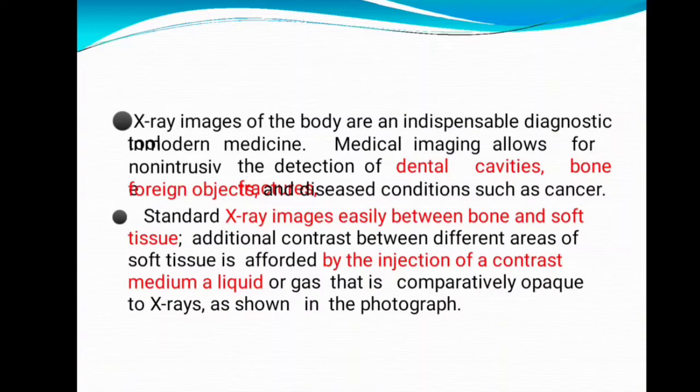Standard X-ray images easily distinguish between the bone and soft tissues. In addition, to get contrast between the different areas of soft tissues, we have to inject a contrast medium, either a liquid or a gas that is comparatively opaque to the X-rays. The previous image, the photograph, shows black and white particles and also the broken bone. If you want more contrast, we have to add the contrast medium.